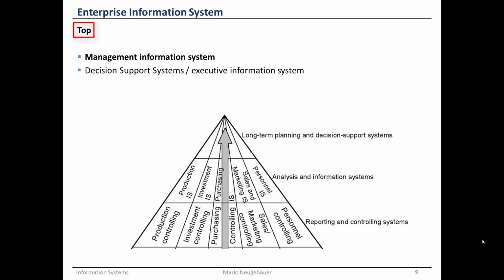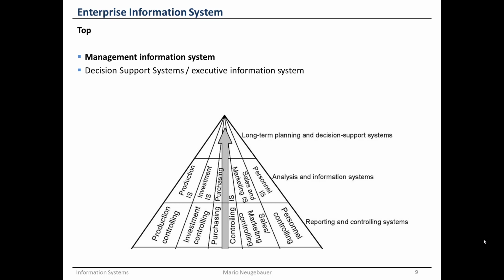Now in the top part of the pyramid, there's the so-called management information system. As the name says, it is important for the management, for the upper management. It supports decisions regarding the strategy, the long-term planning, and it reveals the inside view, sometimes with drill down into each process detail, such that you at the top, at the management, can see what is actually happening in the company.